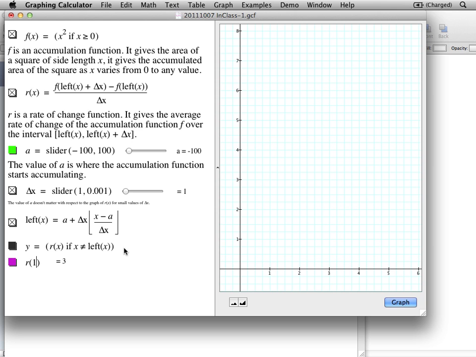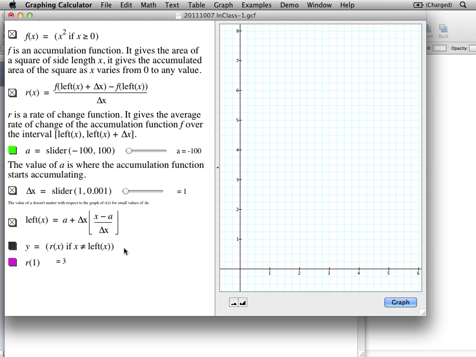And then I say R of 1. Oh, it's 3. Why is it 3 and not 1 anymore? Victoria? Why was it 1 all the way up until we get to x equals 1, and now all of a sudden R has a value of 3? Because the left endpoint changed. Precisely. Very good. The left endpoint.